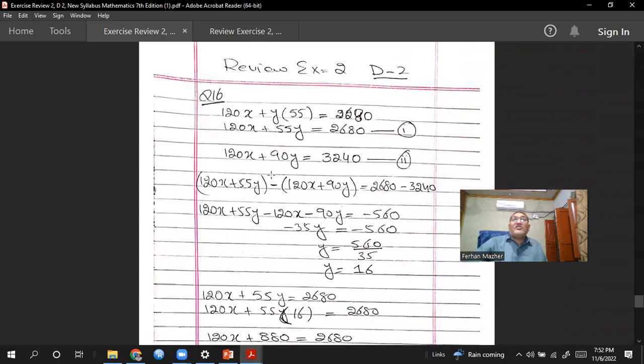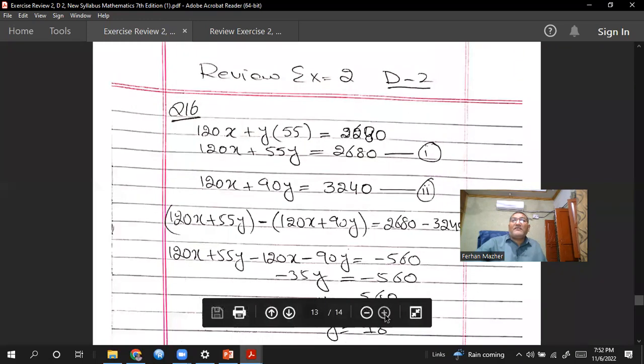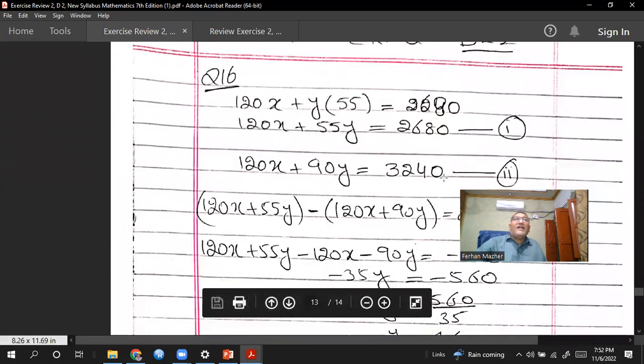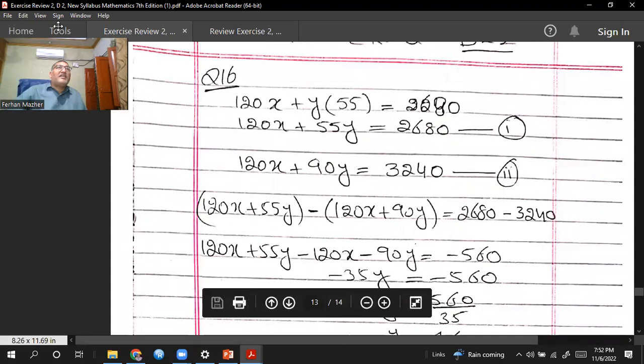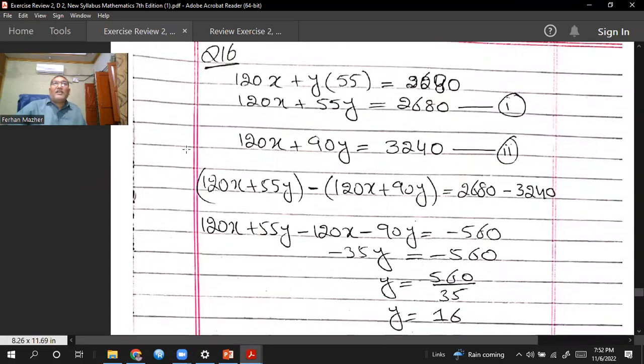So let me show you my solution. So here you can see, you will have 120X plus 55Y equals 2680. You see this amount, 2680, I have converted $26.80 into cents because X and Y are both in cents. So 120X plus 55Y equals 2,680 cents. So that is my first equation.